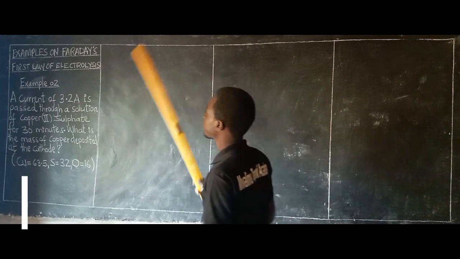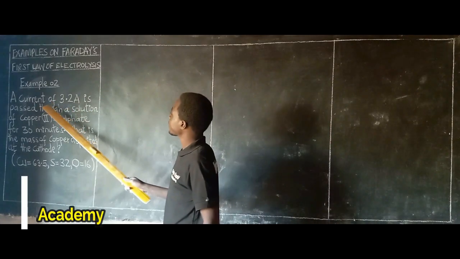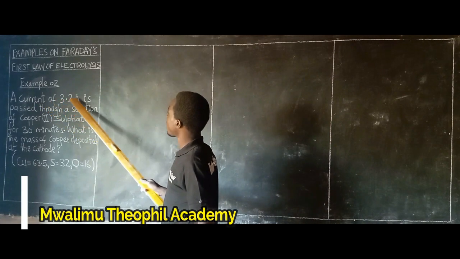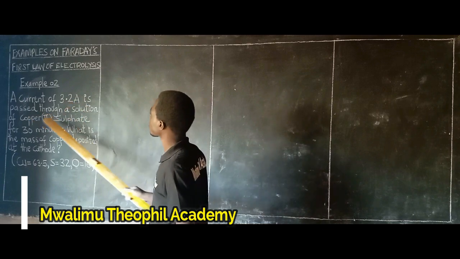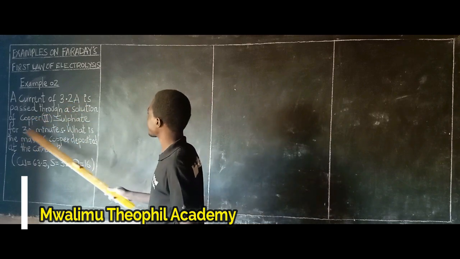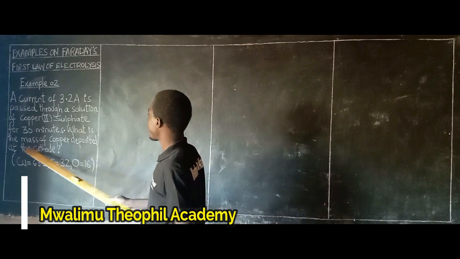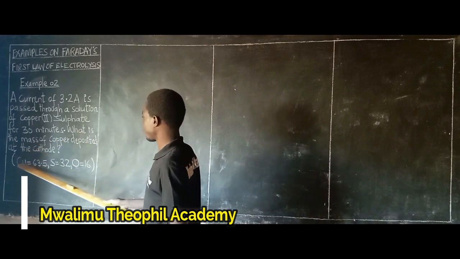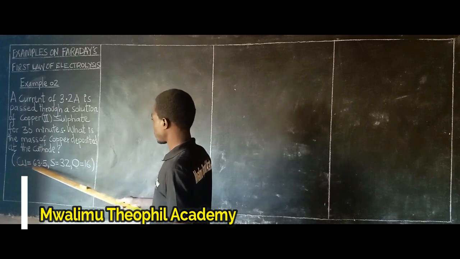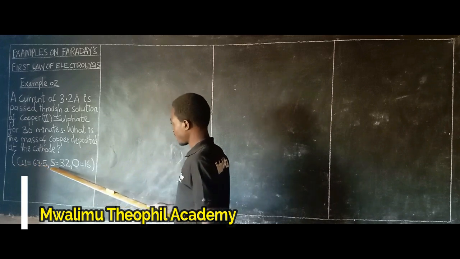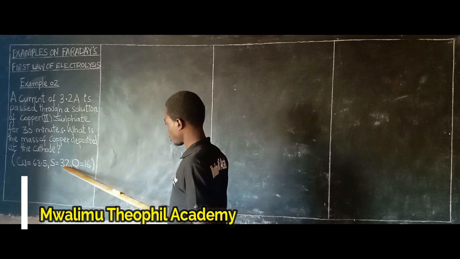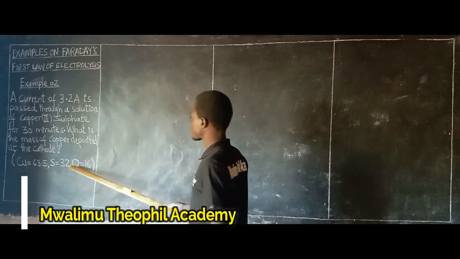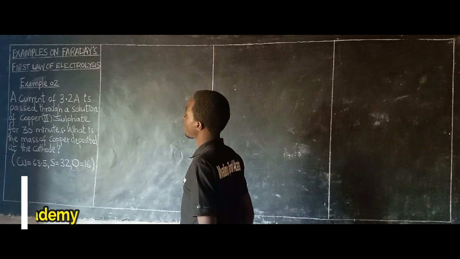The second example states that a current of 3.2 ampere is passed through a solution of copper 2 sulfate for 30 minutes. What is the mass of copper deposited at a cathode? You are given the relative atomic mass of copper is 63.5, the relative atomic mass of sulfur is 32, and the relative atomic mass of oxygen is 16. Solution.